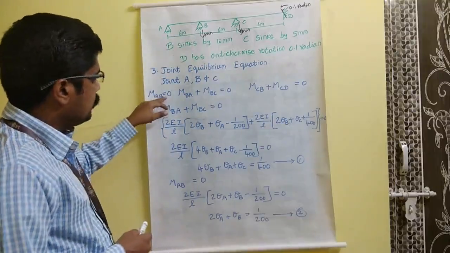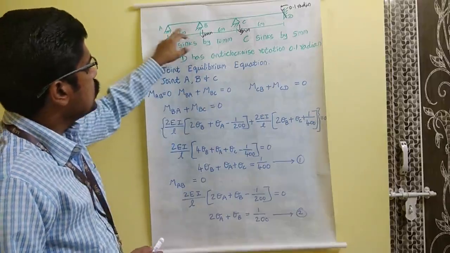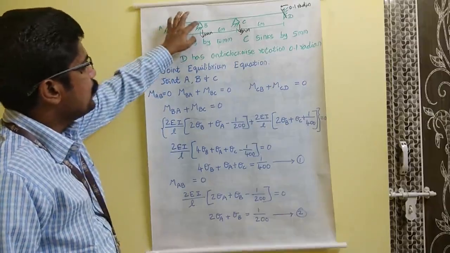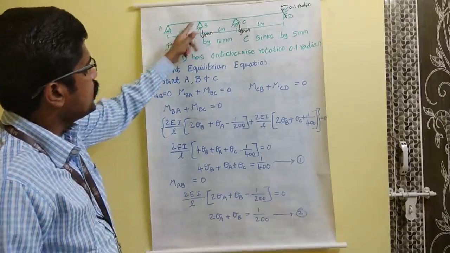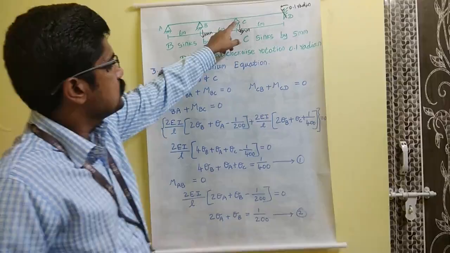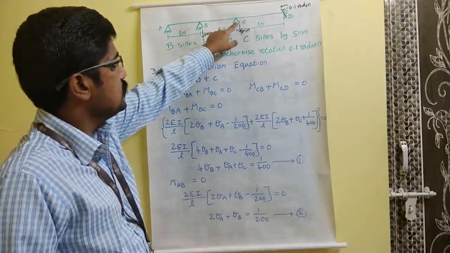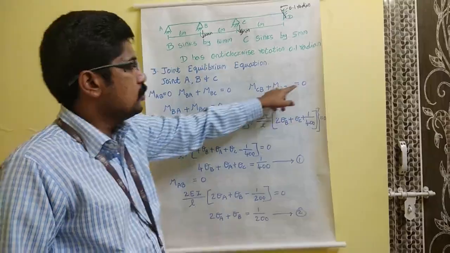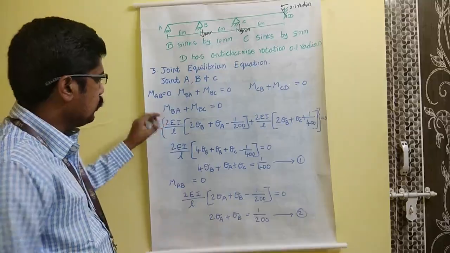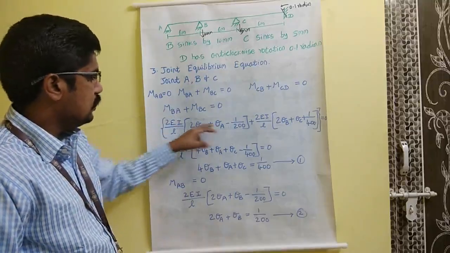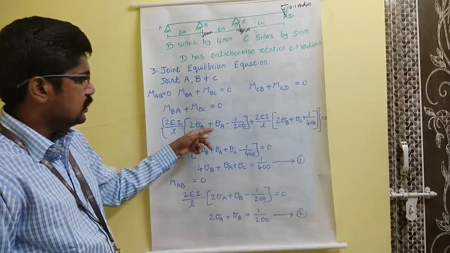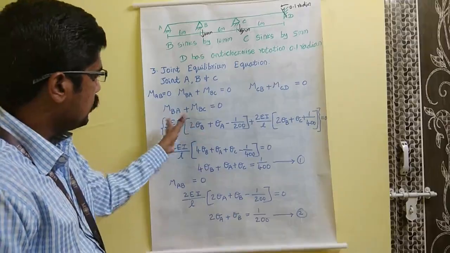So I have taken MAB equal to 0, MBA plus MBC equal to 0. Here if you see, at A we are having only one moment, that is MAB, so it is equal to 0. At B we are having two moments, that is MBA and MBC. So adding those two, it should be 0. And next, if you take joint C, we are having two moments, that is MCB and MCD. So by adding those two, the value should be 0. So I have first taken MBA plus MBC equal to 0. So I have written the MBA and MBC values. So we have calculated the value as 2EI by L into 2 theta B plus theta A minus 1 by 200. So this is nothing but the MBA value.